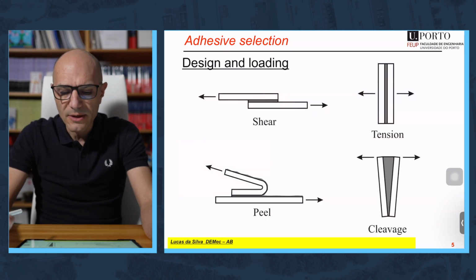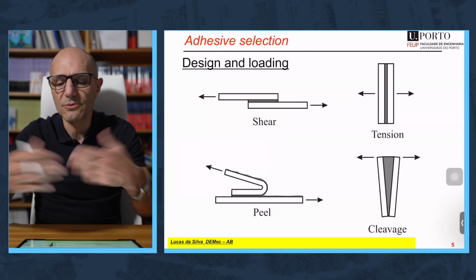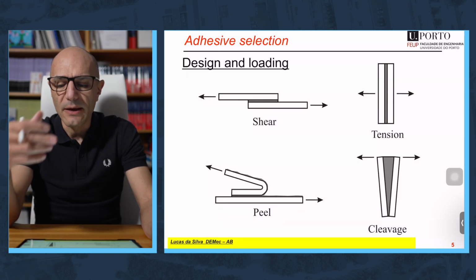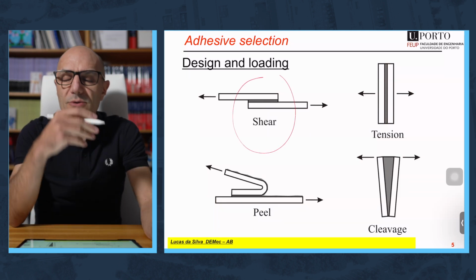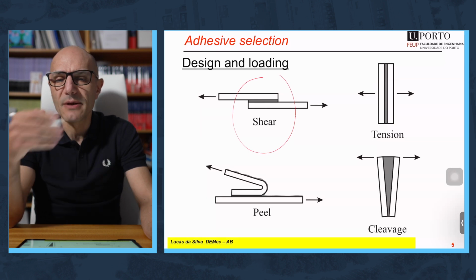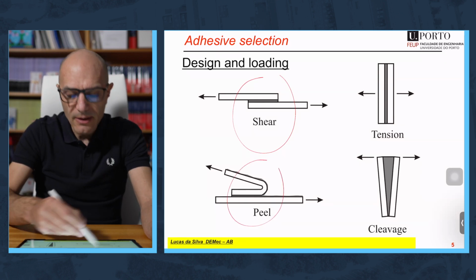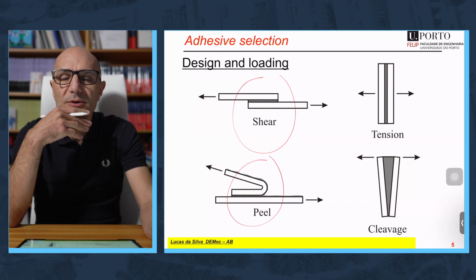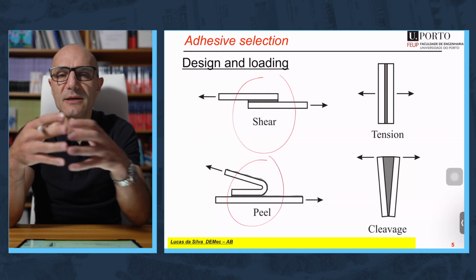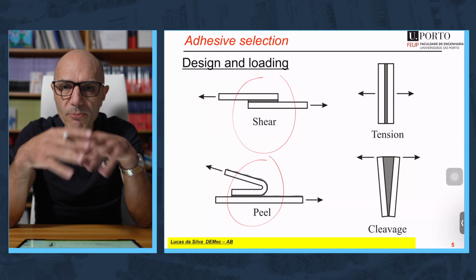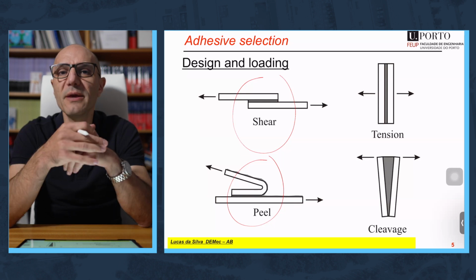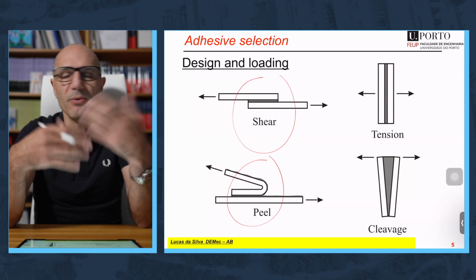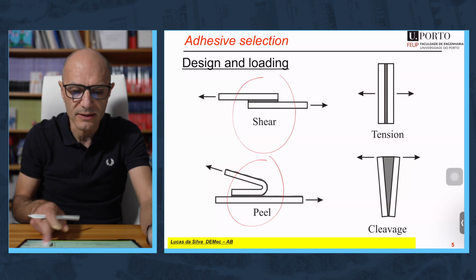Then design and loading. I remind you that you have many loading conditions, and you always try to have shear, but in many situations you have a peel, and if you know that peel will be the main loading mode, then it's better to use an adhesive that can spread the load over a bigger area. Typically we prefer in that case a flexible adhesive like a polyurethane or a silicone, something like that.